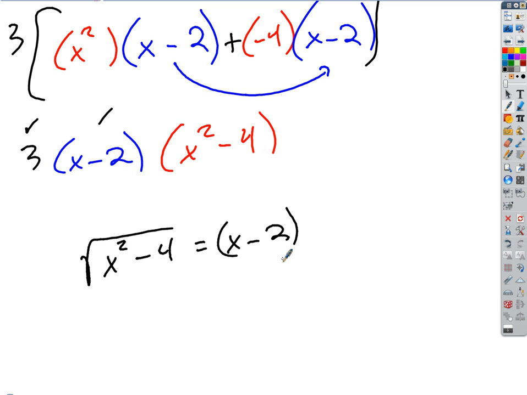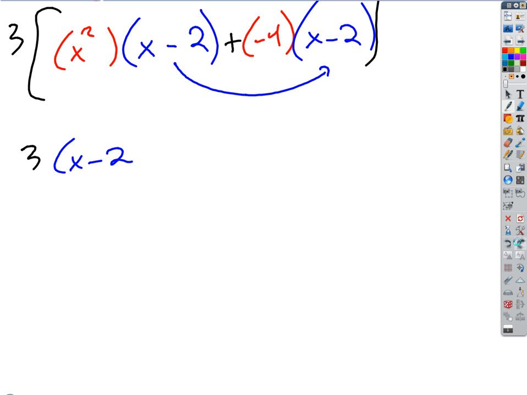X minus 2 squared is equal to x minus 2 times x minus 2, which I have to FOIL out, right? Okay, so that's not that simple, unfortunately. It doesn't work that way. Okay, so once again, let me ask you. Which pattern then am I going to rely on here?